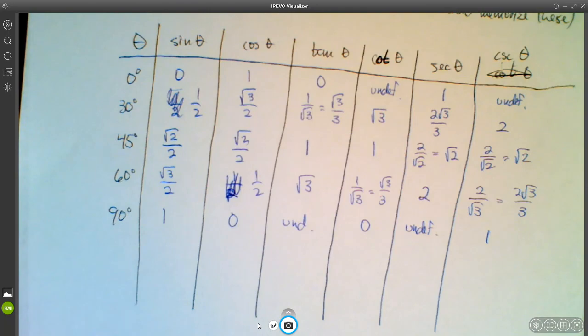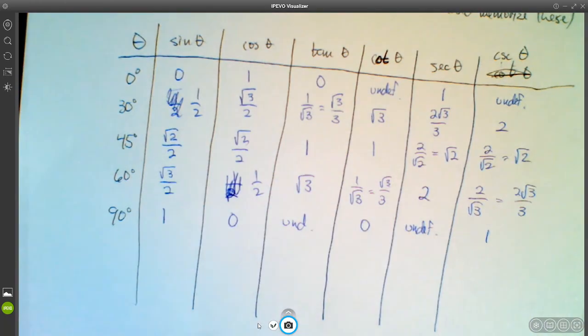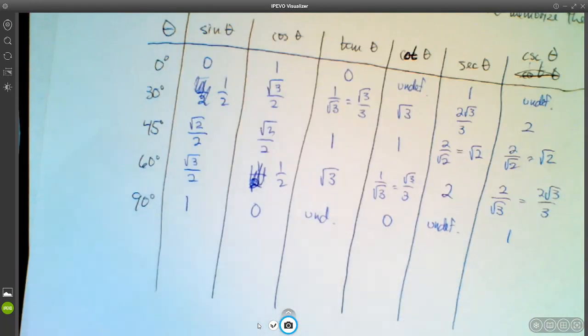So there you go. So those are the values for the trig functions. What it boils down to is memorizing sine and cosine. If you can memorize sine and cosine, then you can fill in the rest of the chart pretty easily, just by knowing quotient and reciprocal identities. So that's that. That's all I have to say for this section.